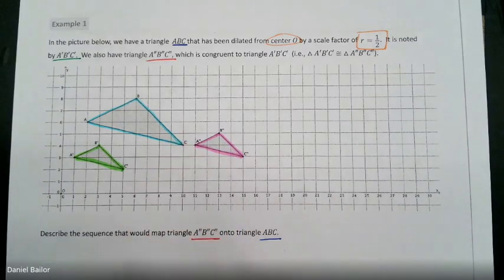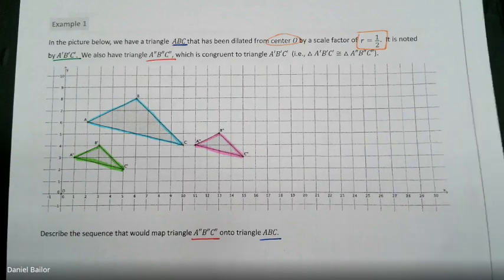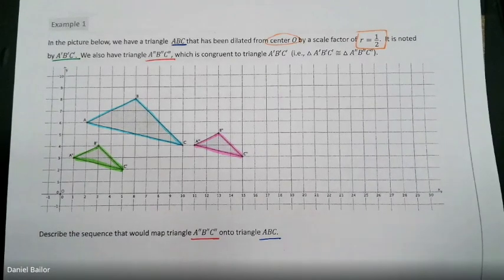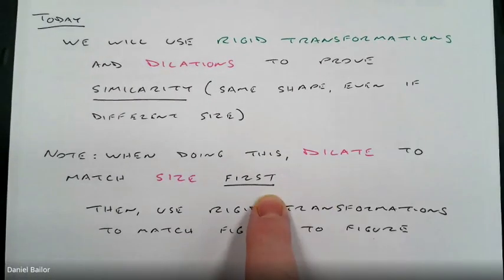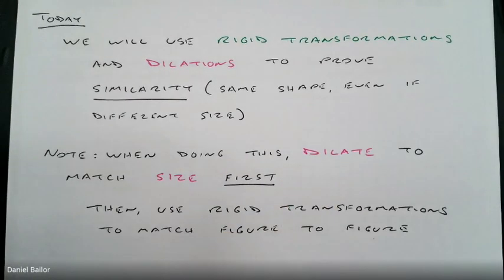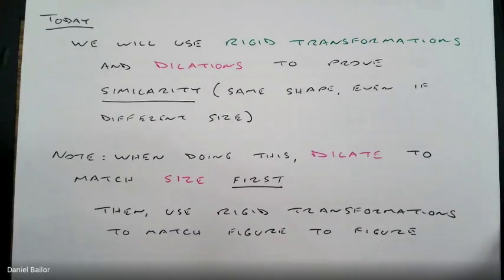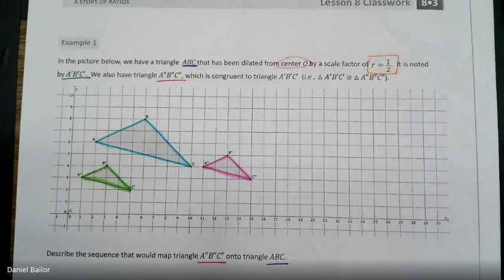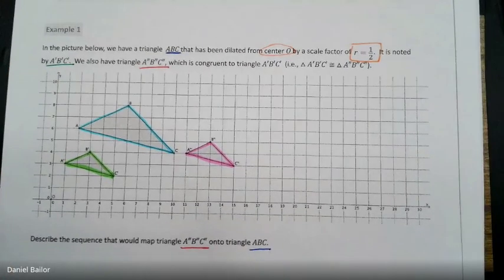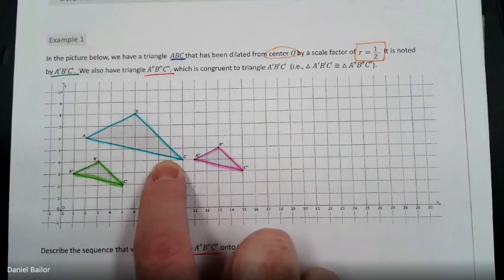So there's going to be a translation. But remember, we need our rules. So let's work on this. If you remember what I told you to do, the first thing I asked you to do in your notes, what do we do first? It's in your notes. Do the dilation first. Match the size first. So we want to take the red and make it match the blue size.